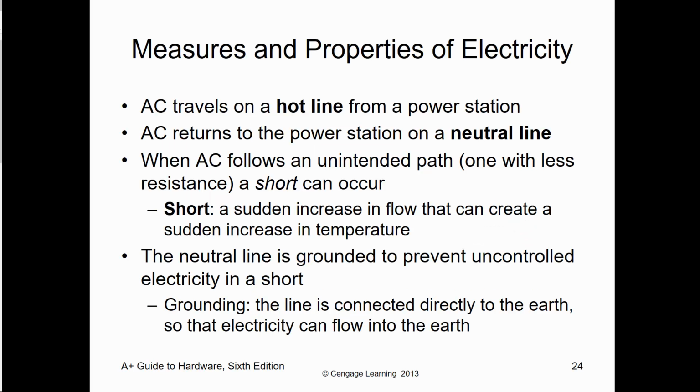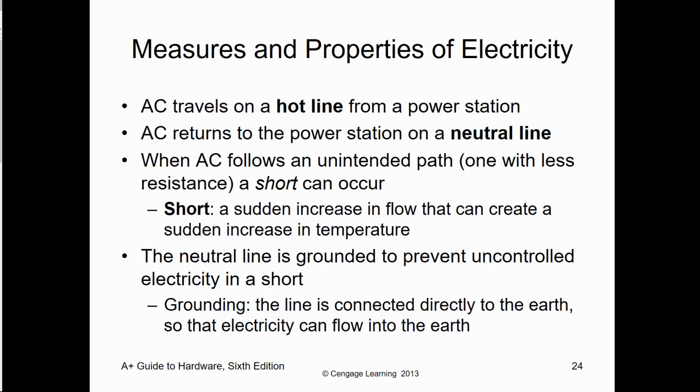So AC travels on a hot line from a power station, and then AC returns on a neutral line or a ground line. When AC flows through an unintended path, meaning one with less resistance, a short can occur. Essentially, a short is just we want power to go one direction and it took a path we weren't expecting. A short can also be a sudden increase in flow that can create a sudden increase in temperature. Because again, the movement of electrons can actually cause heat.